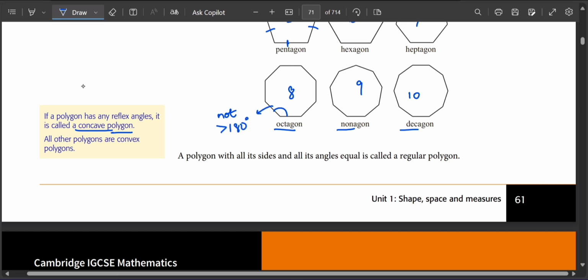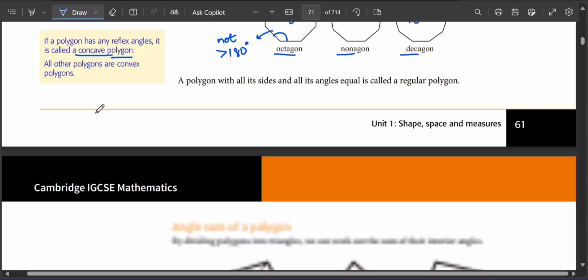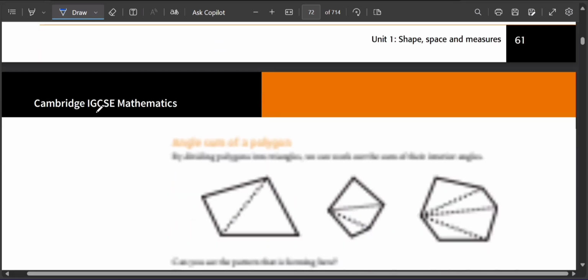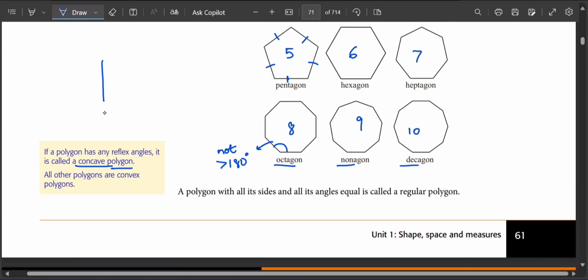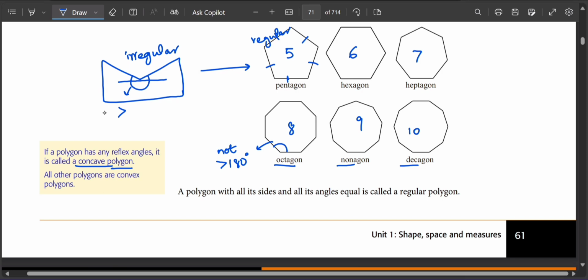If we have some other shape, let me make a diagram. For example, we have a shape like this. This is a pentagon, but this is a regular pentagon, and this is an irregular pentagon. In an irregular pentagon, we can see this angle is surely greater than 180 degrees, right? So this is a concave polygon. All others are convex polygons. I hope this is clear.